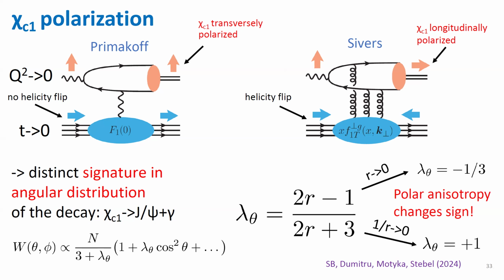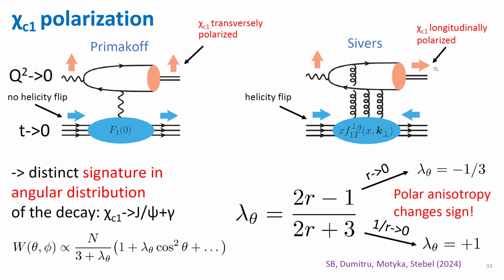This can be written down in terms of a couple of angular coefficients, and one of them, actually the only one that's non-zero in our computation, is this polar anisotropy coefficient lambda theta that just controls this. It controls this cosine squared modulation. And in the case when we have only this process, this coefficient is negative, equal to -1/3.